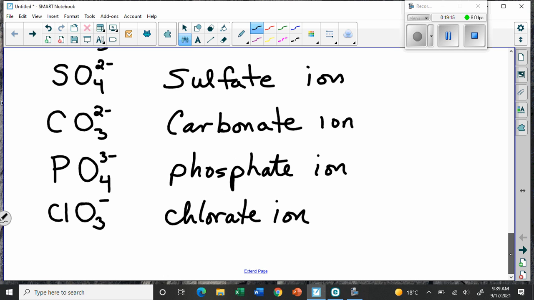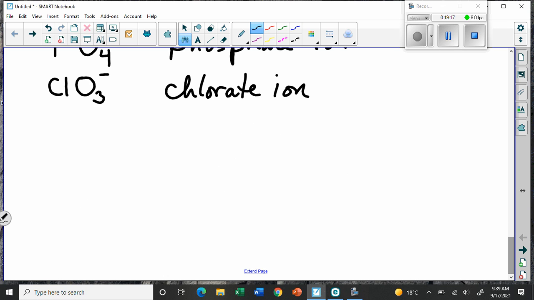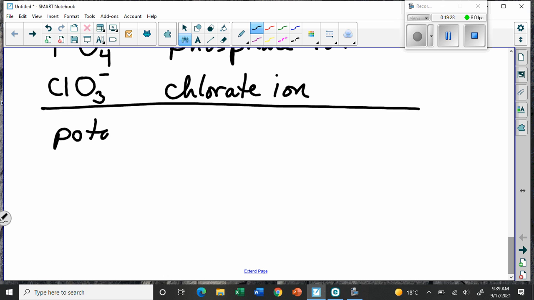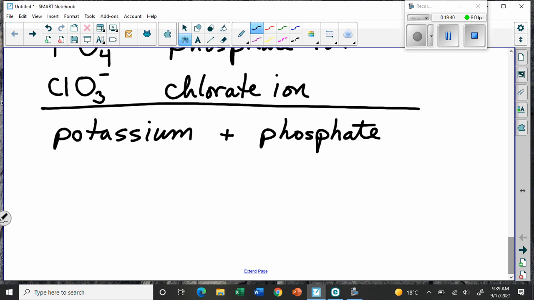Let's do some examples and run through how to use these. Let's just combine a bunch of them, and we'll try them together. So what I want you to first try to do is do potassium and phosphate, and see if you can figure that out. Remember, potassium is K, right? Not P. Don't confuse potassium with phosphorus. So do potassium plus phosphate.